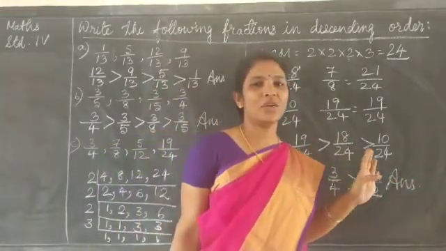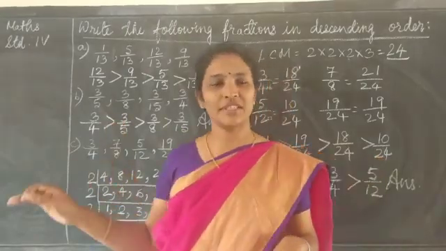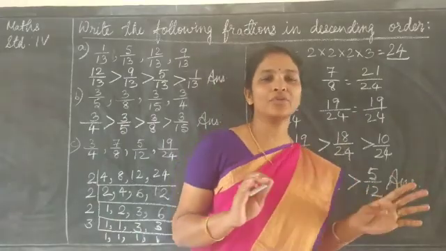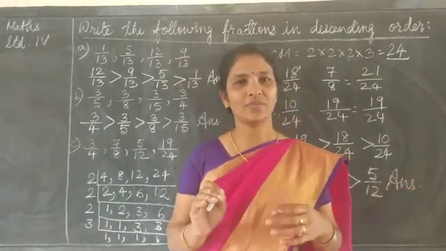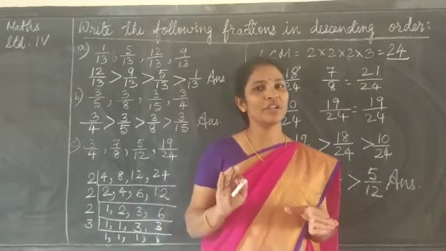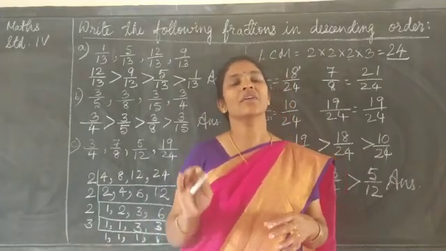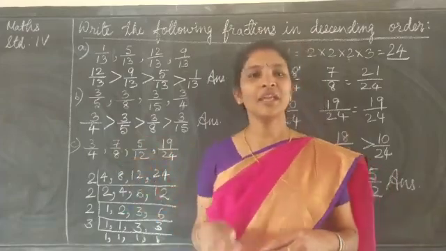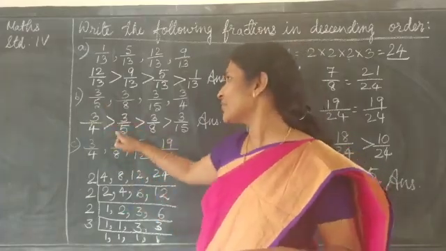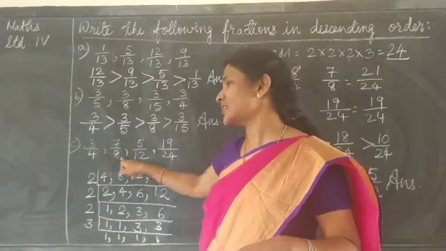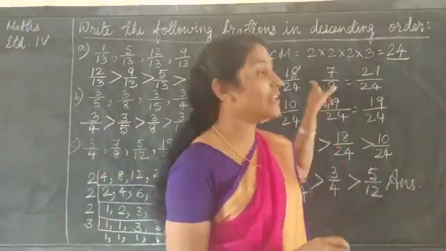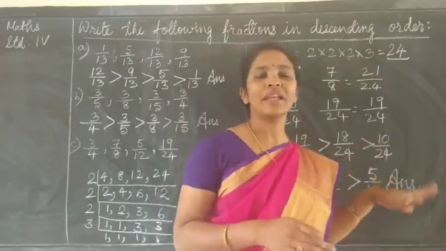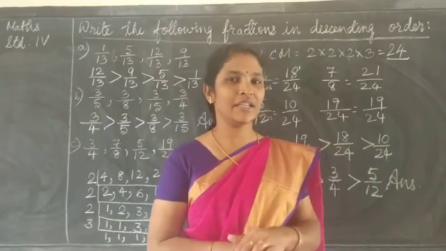Ascending order and descending order, the half of the process is same to same only. Only the last step we have to make the changes. First step, what is that? If the numerators and denominators are different, in such case, first you have to find the LCM of the denominators. Then you have to change all the given fractions into fractions having that LCM as the denominator. After that, you have to write either in ascending order or descending order.